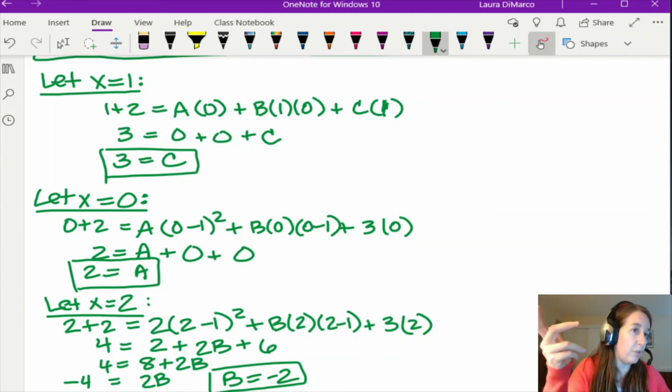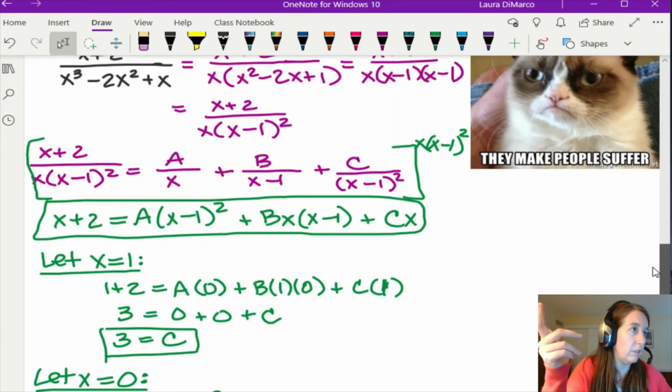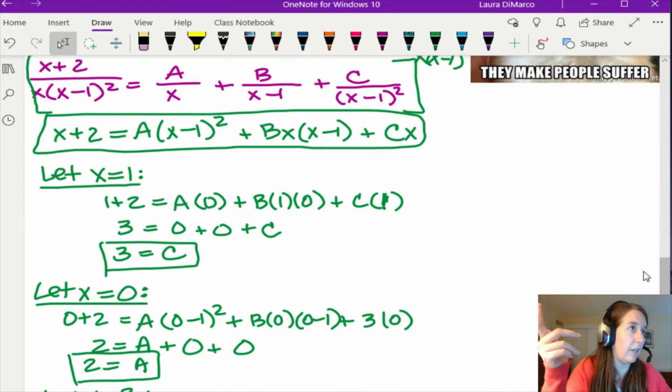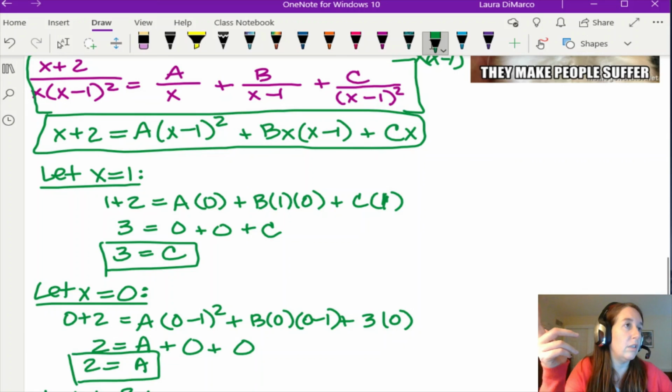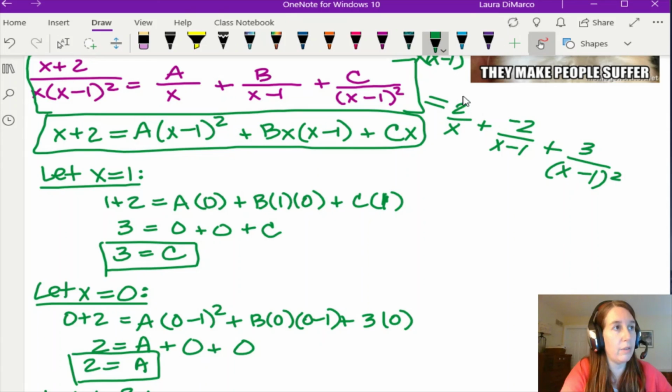So now I've used up so much paper. Let's see if I can go back to the original problem. So b is negative 2. I have to remember this. Oh, there's the problem. Okay, so our answer in the a, b, and c: a was 2, so it's 2 over x, plus b was negative 2, so negative 2 over x minus 1, plus c was 3 over x minus 1 quantity squared.